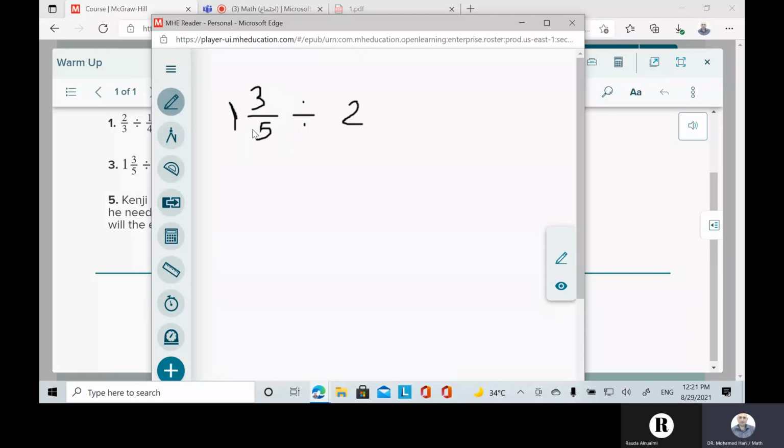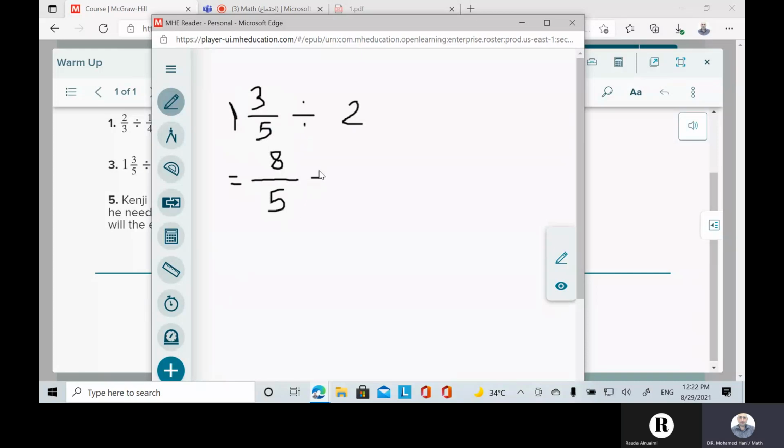We have a mixed number. What do I do here in this problem? How to solve this problem? Always when you see a mixed number, change it to a fraction. How to change it to a fraction? Take the whole number, multiply by the denominator. 1 times 5, 5. 5 plus 3 will be 8. Over 5.